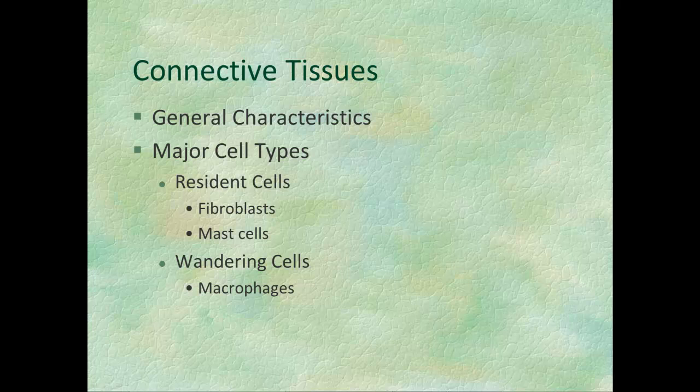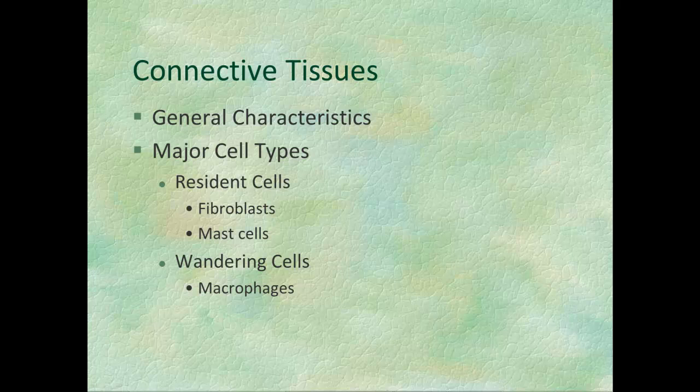Another difference between epithelial and connective tissues is in the nature of the cells themselves. We saw with epithelial tissues that we had basically the same type of cell comprising the entire tissues, as in the case with something like simple cuboidal epithelium. You had all the same types of cells making up that epithelial layer. With connective tissues, you often have different types of cells.